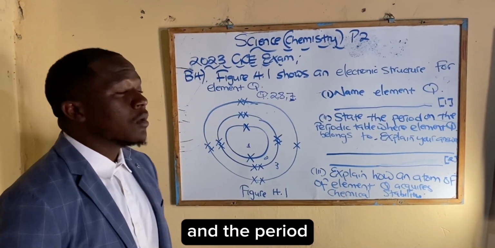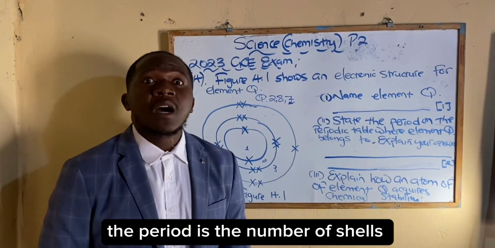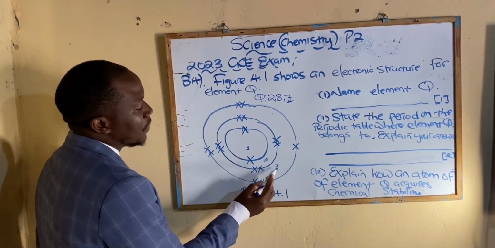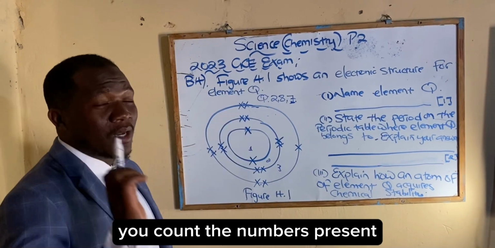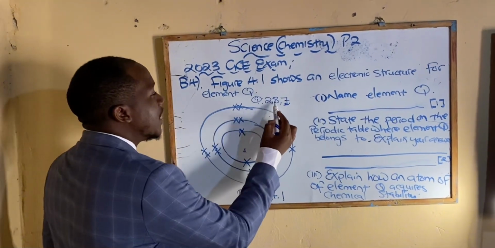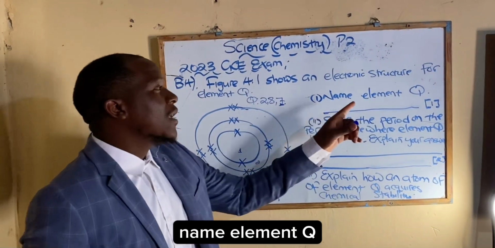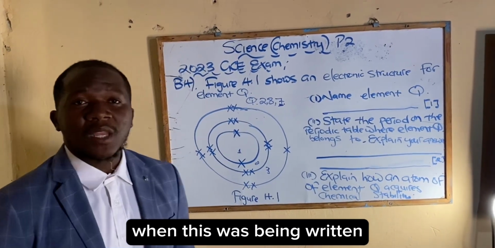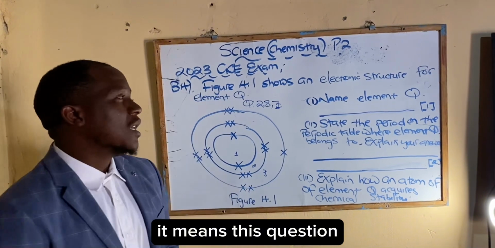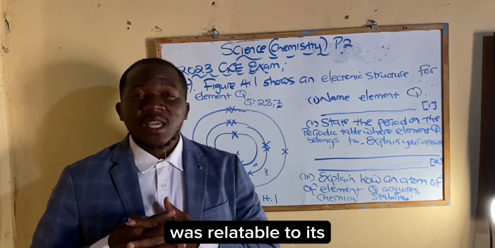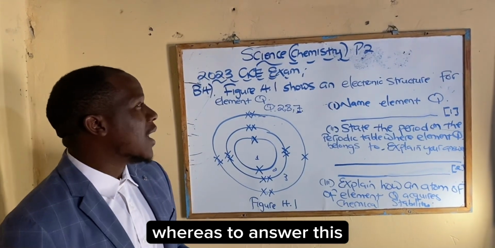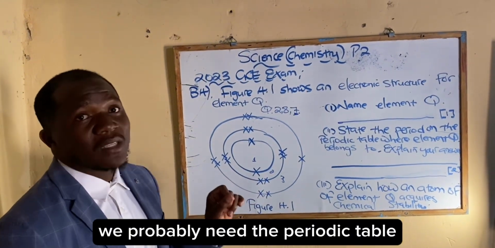And the period is the number of shells. When you've got the diagram, you can just count 1, 2, 3. When you've got the numbers, you count the numbers present. So 1, 2, 3. Now, name element Q. Suppose this is in an exam, it means this question was relatable to the periodic table, whereas to answer this, you probably need the periodic table.